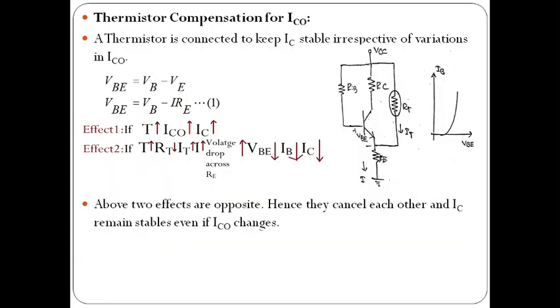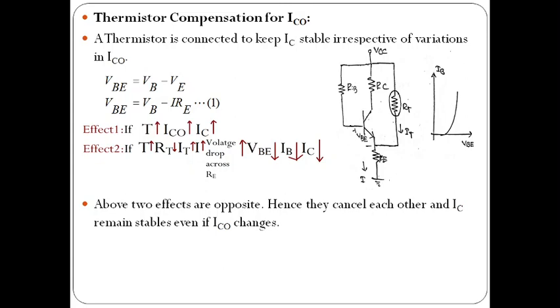In this you can observe the thermistor circuit. The thermistor is indicated with a closed resistor symbol, represented with the value RT. A thermistor has a negative temperature coefficient. When temperature increases, the resistance offered by the thermistor decreases. Here the thermistor is connected to keep IC constant irrespective of changes in the reverse saturation current of the collector. We know VB equals VB minus VG, so instead of VG we can write I into RG.